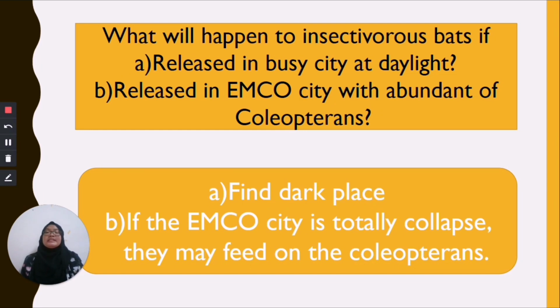B. Released in a city with abundance of Coleopteran terrain. First, if the city is totally collapsed, so the light is really little, so they may feed on the Coleopterans. But if the light is everywhere, still functioning, even though it is a collapsed city, they will go to find an abandoned building or some dark places. Thank you.